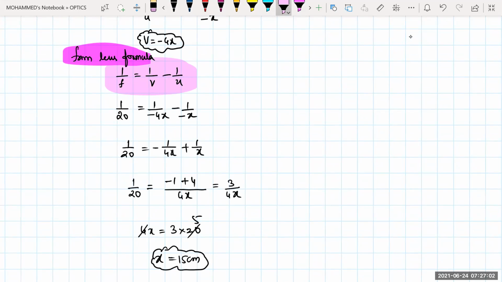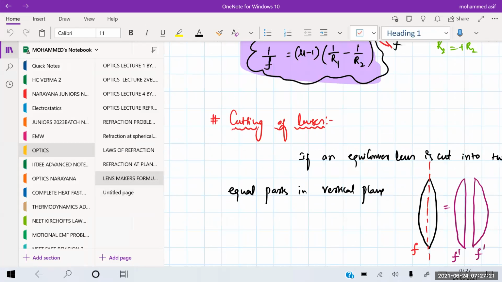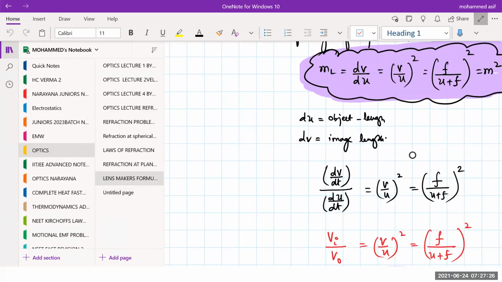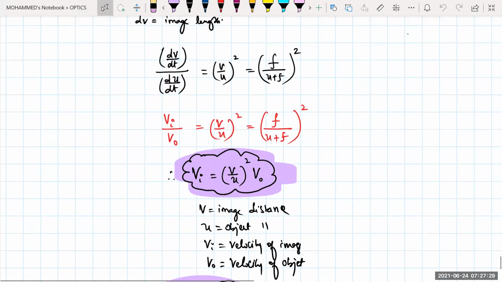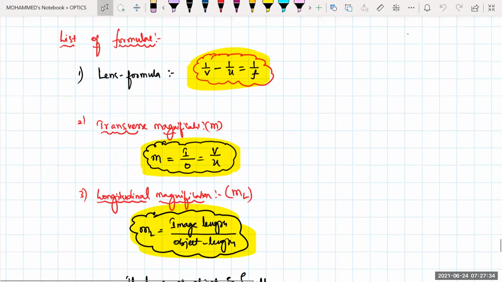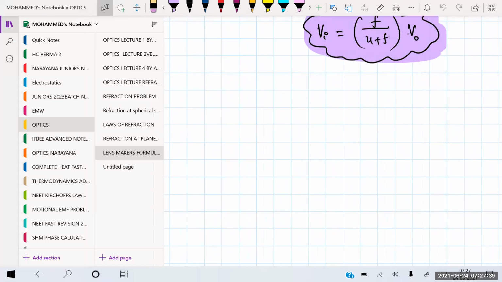Sir, velocity we didn't do, I guess. Velocity we have done, no? Like using this formula only, right? Yes, this formula only, we derived it. I'll show it. I think we have just written it basically. Velocity of image is equal to (v by u) whole square into v naught part of relation. Lens formula also I wrote, 1 by v minus 1 by u, this side. Magnification v by u, long magnification, and velocity of your image part of relation.